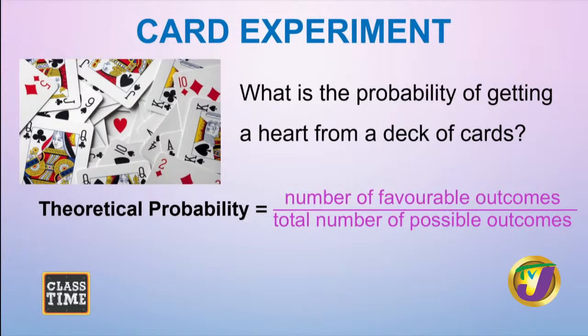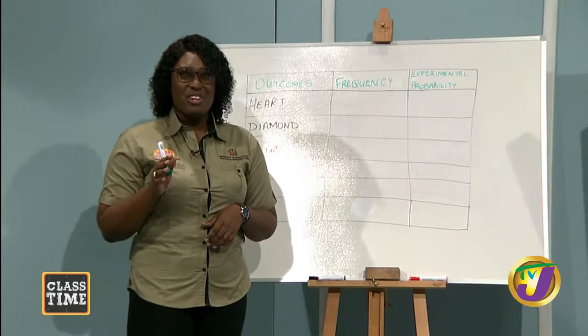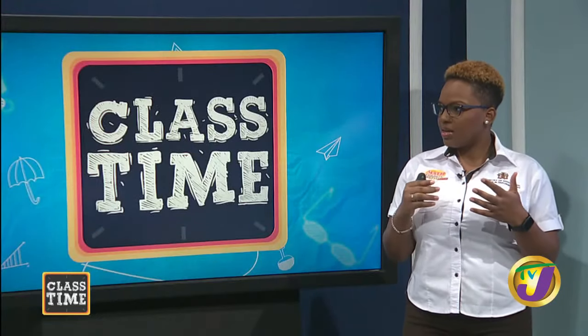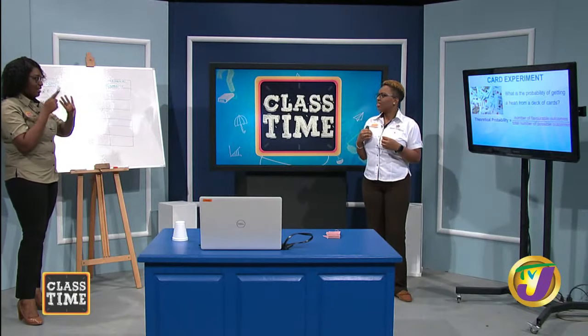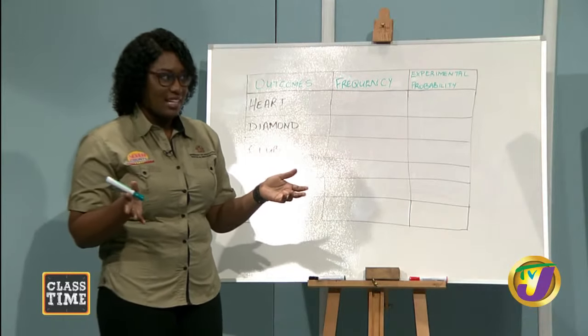As we stated, you can determine the theoretical probability by the numerator being the number of favorable outcomes. We want to get a heart from a deck of cards. Brittany, how many favorable outcomes do we have there? In the deck of cards, I think we have 13 hearts. Let's start from ace. We have 4 suits: spade, diamond, hearts, clubs. And the card deck has 52 cards, right?